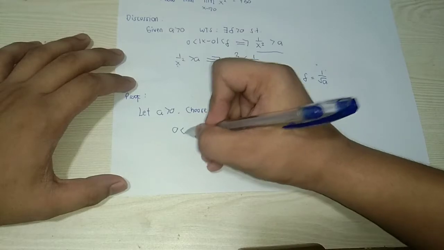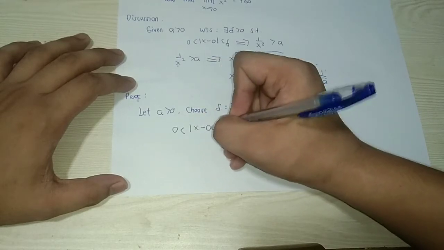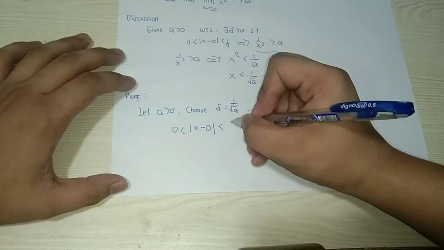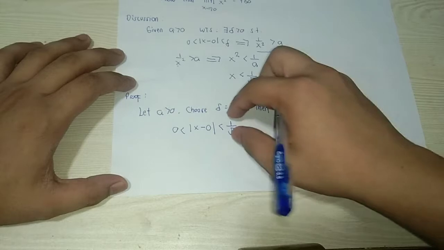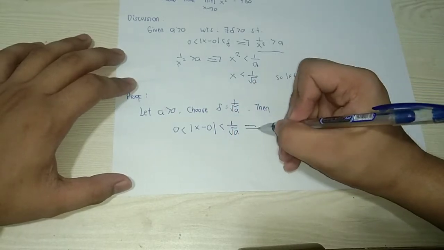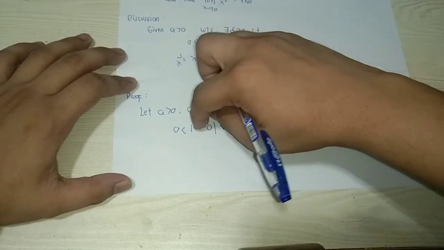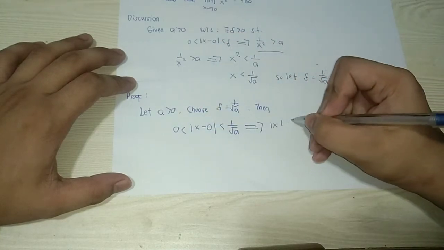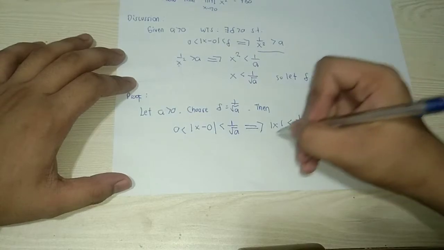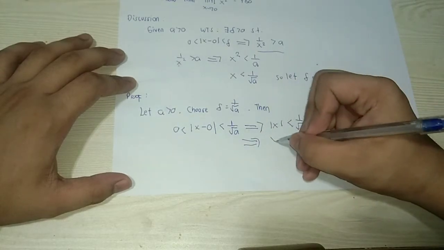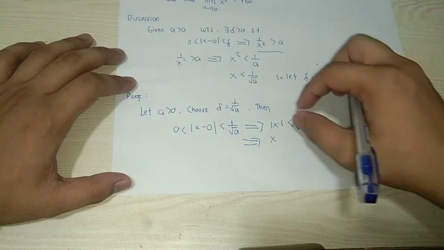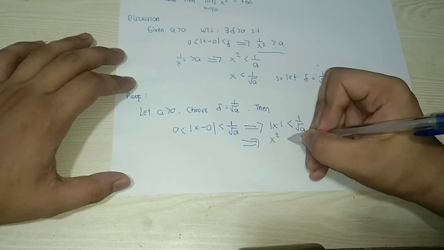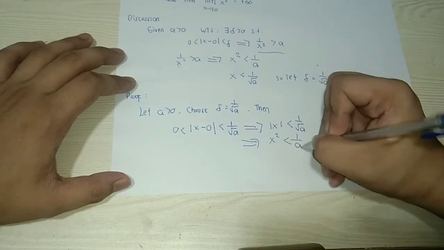Then, from the definition, 0 less than absolute value of x minus 0, yung c natin ay 0, no? Less than 1 over square root of A. So, ito yung pinili nating delta. This implies x minus 0 is x. So, that will be absolute value of x less than 1 over square root of A. And this implies x, square natin both sides. Okay, hindi na kailangan lagyan na absolute value pag naka-square yan. So, x squared less than 1 over A.